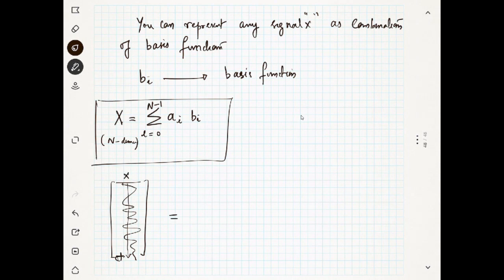You can represent this signal as a combination of many other signals, as the sum of many basis functions. And what will be the basis here? You see the signal is continuous, so the basis also will be continuous. But what about the coefficients, whether they will be continuous?